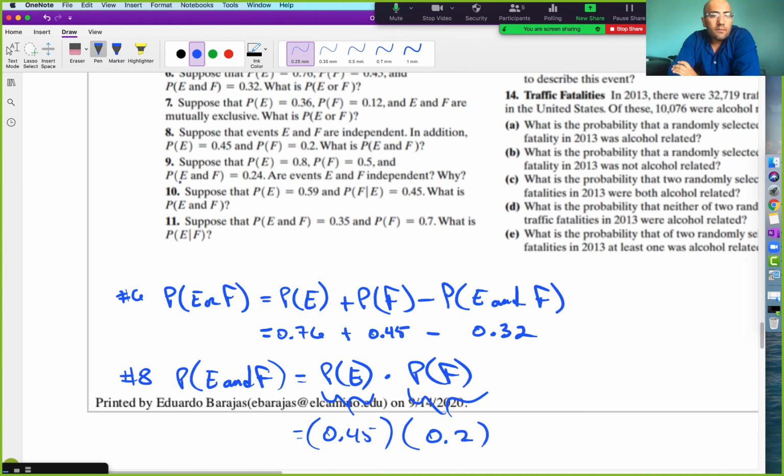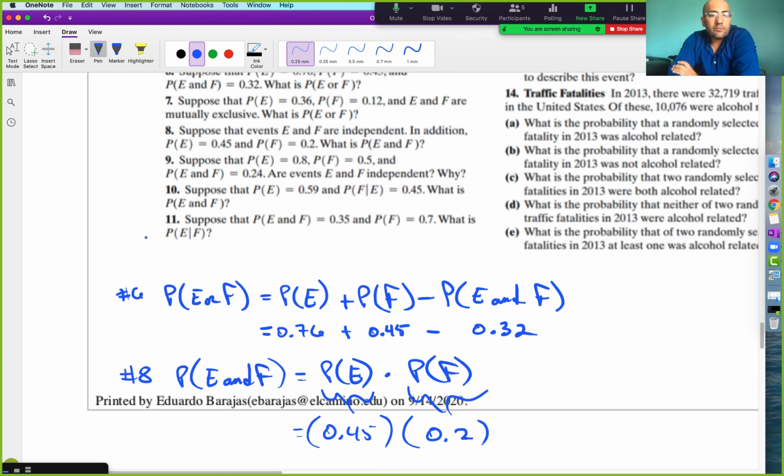Okay. Number 9: suppose the probability of E is 0.8, the probability of F is 0.5, and the probability of E and F is 0.24. Are events E and F independent and why? Well, we know the formula right here that works when they're independent, right? This formula is if they're independent. So just plug it in and see if they match.